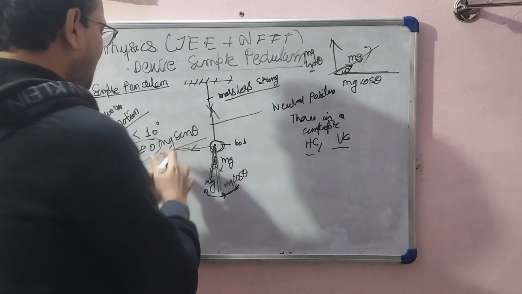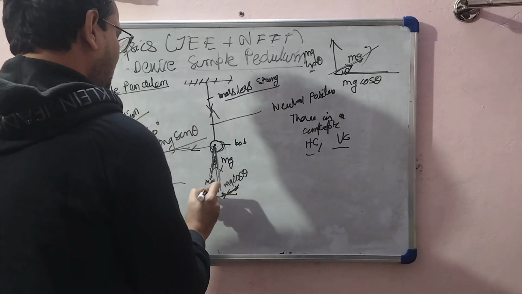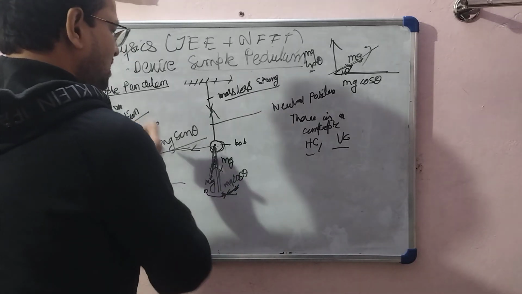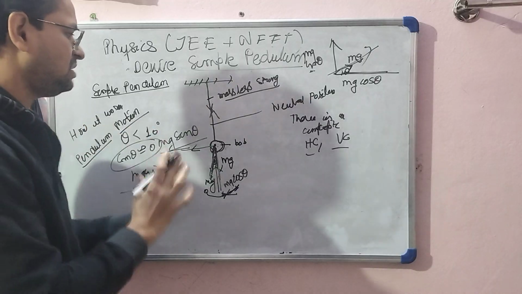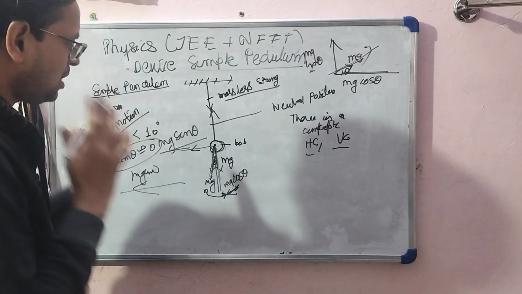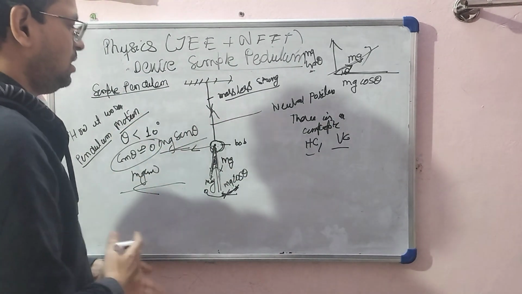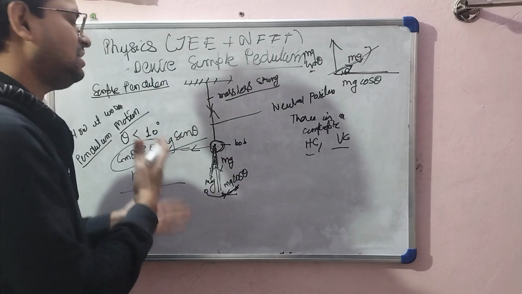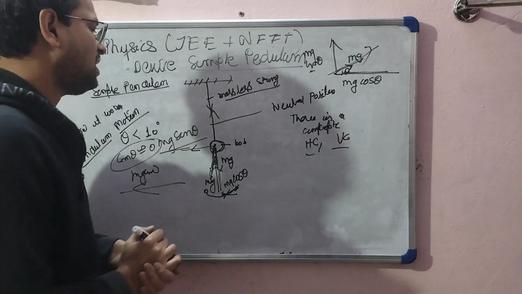Okay. Then mg sin theta here. Then mg cos theta, mg sin theta. Okay. This is the concept of how the pendulum moves. Because there is a neutral position, and to both sides of the neutral position, this is called simple harmonic motion.